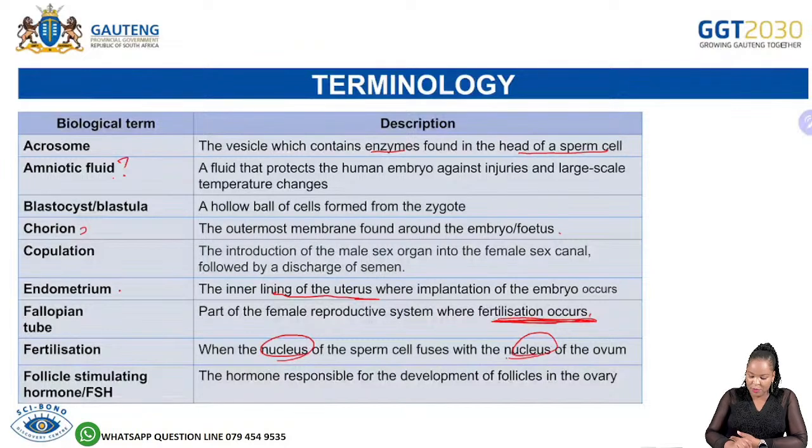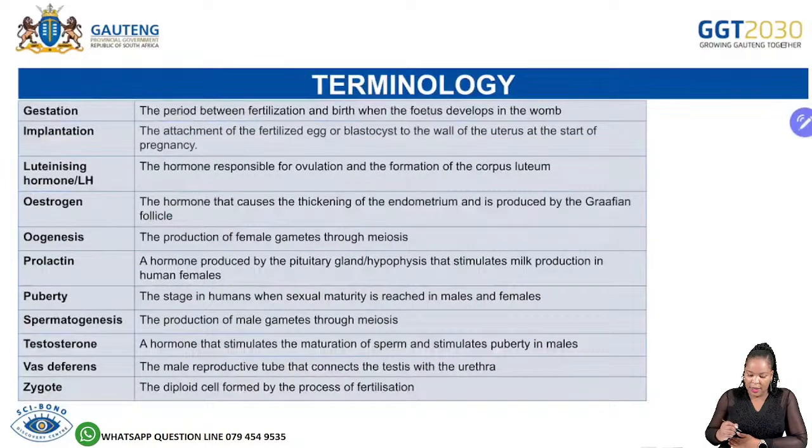Then follicle stimulating hormone, the hormone responsible for the development of the follicles. Then we can look at, there's a lot of terminology. Gestation, what is gestation? The period between fertilization and birth.